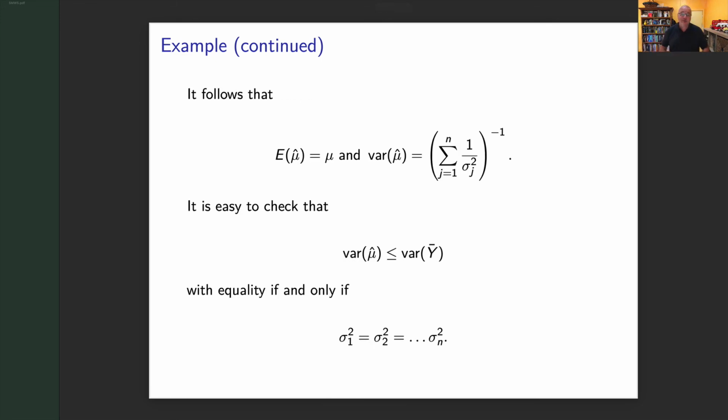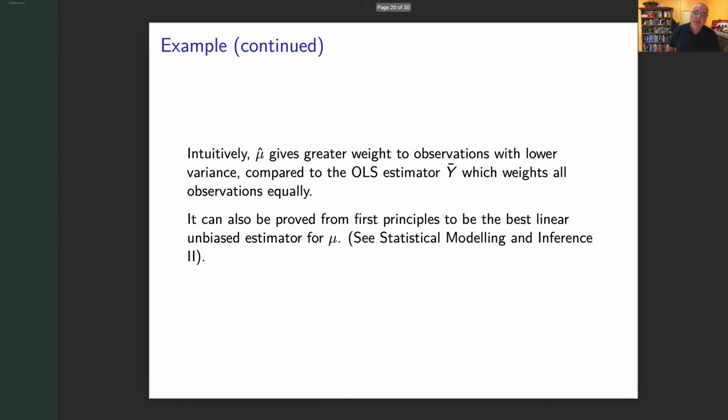And in fact, it works really nicely. You find the expected value is mu. The variance of mu hat is this. And it's easy to check, by Gauss-Markov, that this new estimate of the sample mean works so much better. As I said, this weighted sample mean gives greater weight to the observations of lower variance compared to OLS. And you can see, you've probably already looked at this in stats inference, it's an unbiased estimator. So there you go, you have the generalized least squares.